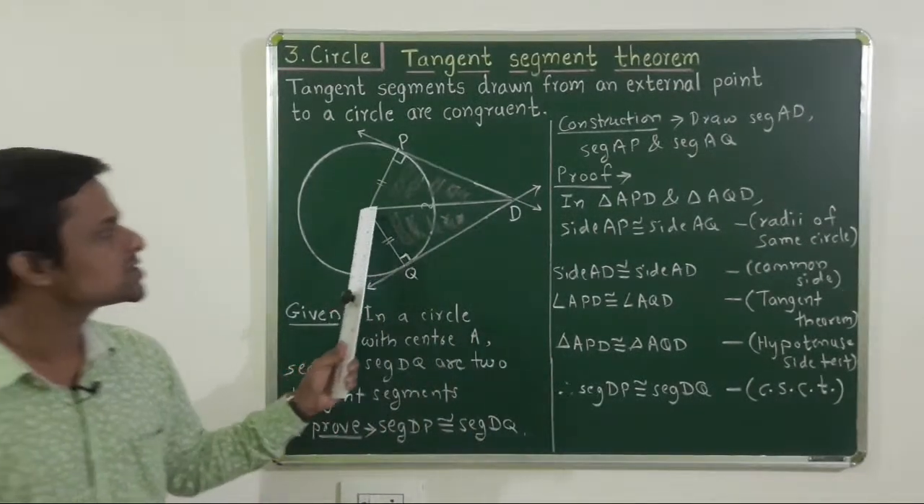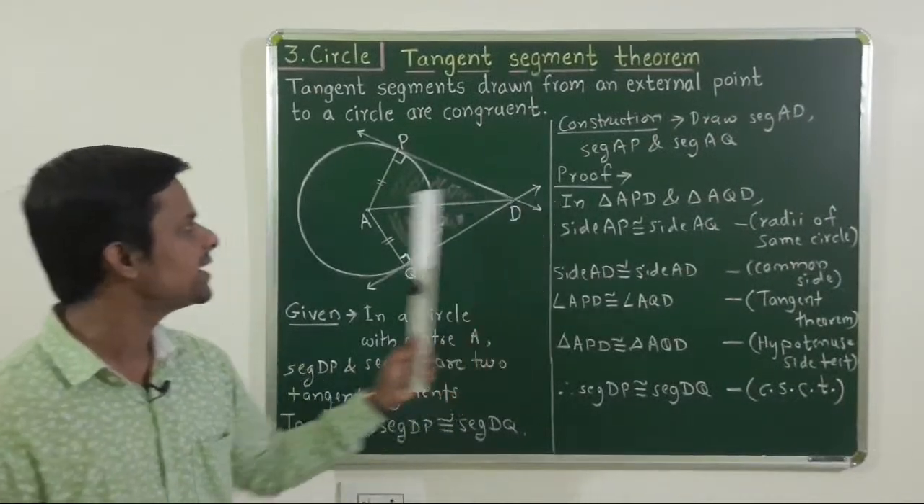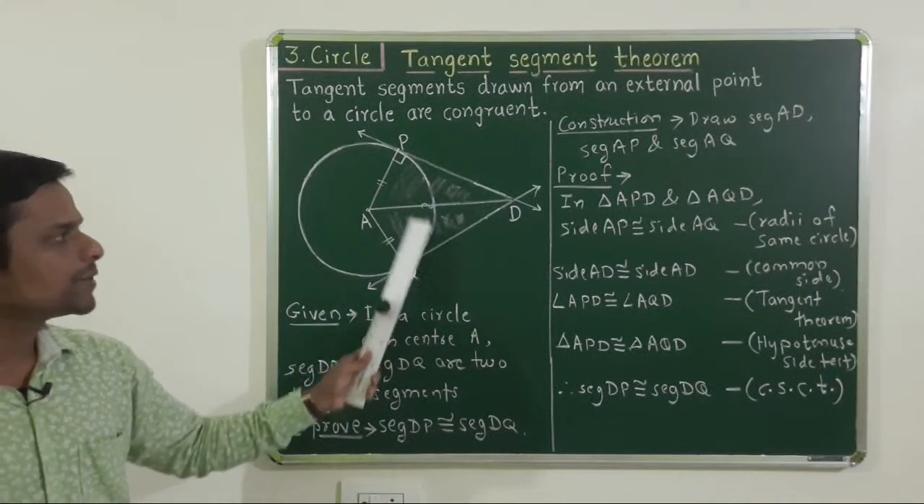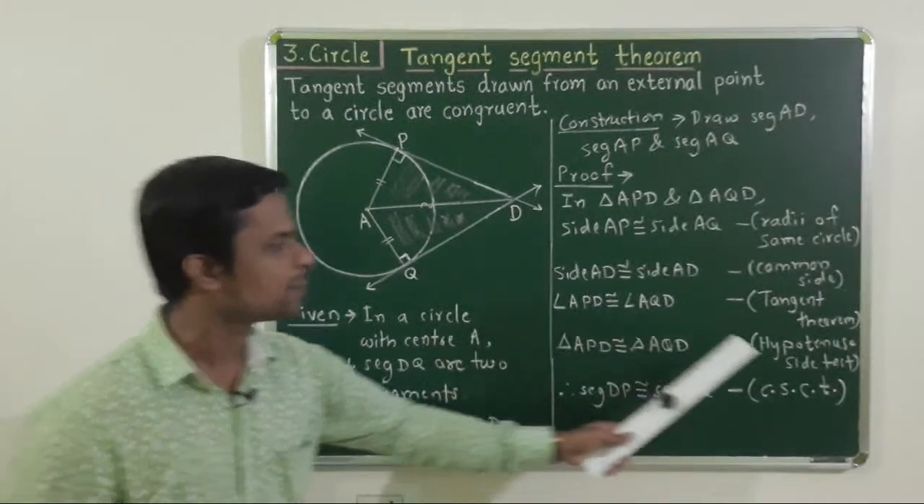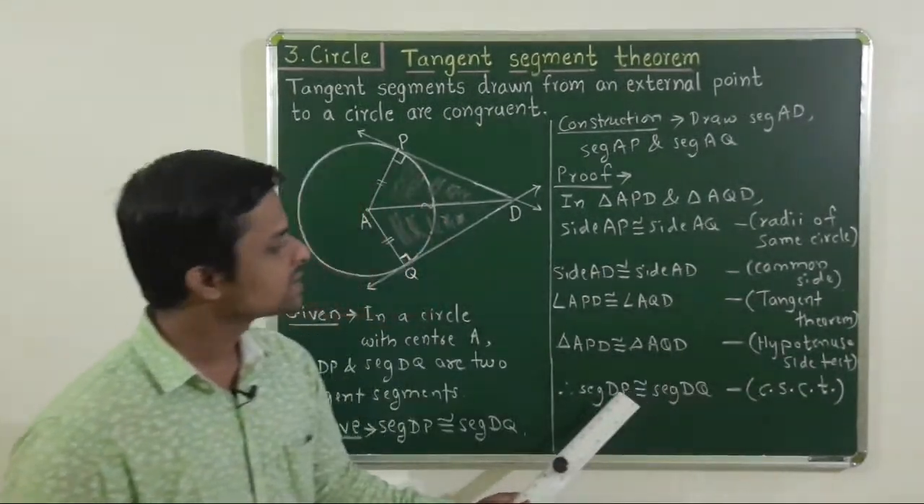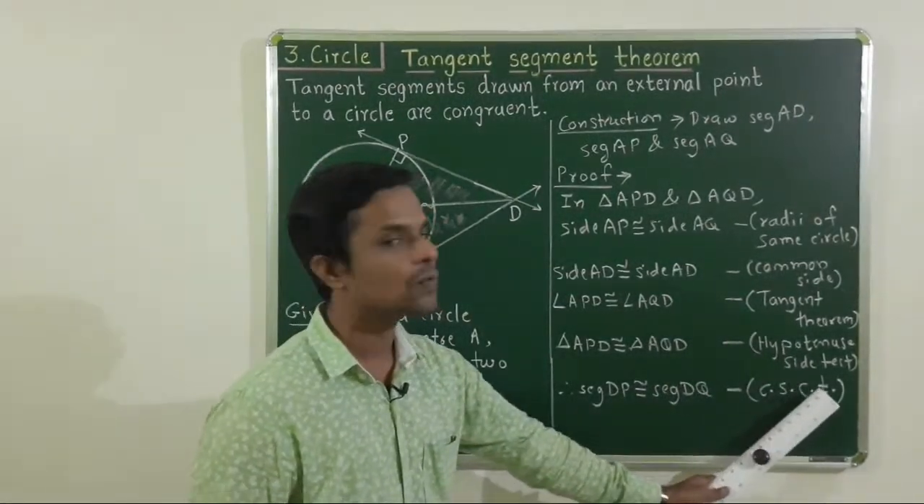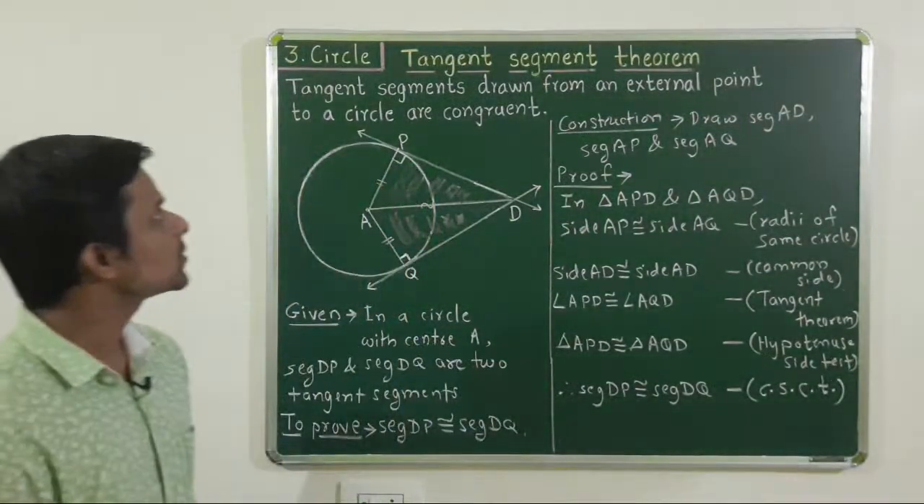For that we will do construction, that is drawing segments AD, AP and AQ. We will get two triangles. By proving these two triangles congruent by the hypotenuse side test, we will get segment DP congruent to segment DQ, and the reason will be corresponding sides of congruent triangles. This is the tangent segment theorem.